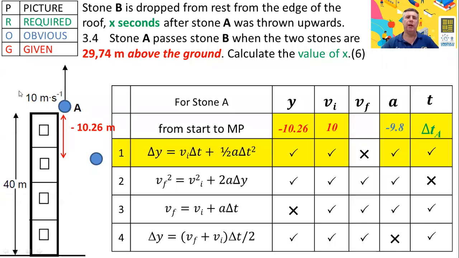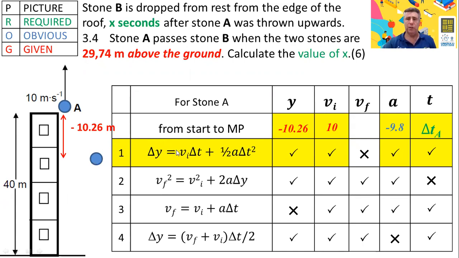So let's start with stone A, which had a longer flight. It went all the way up and down again to that point over there. Let's take our table and fill in everything we know. Well, we know that the position that it ended up in was minus 10.26 meters because it's below the starting point. We know the initial velocity was plus 10 meters per second because it was thrown upwards. We don't know the final velocity. We know that acceleration was minus 9.8, and we're looking for delta TA, the time taken for the stone to go up, around, and down again.